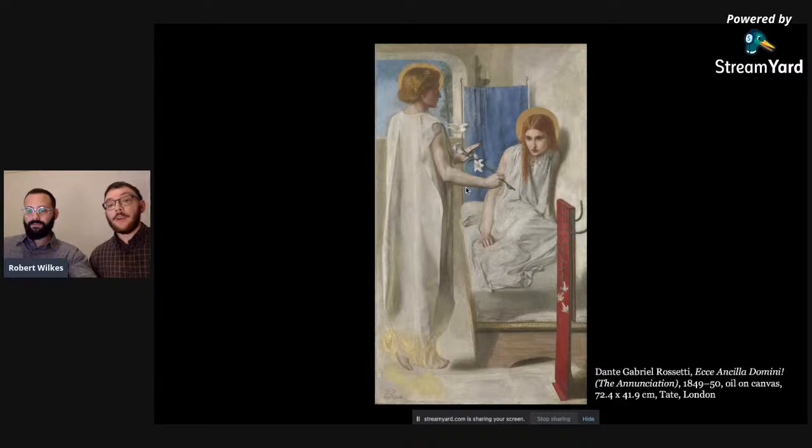And this idea of representing religious subjects with a kind of striking realism is also shown in this early painting by Rossetti.